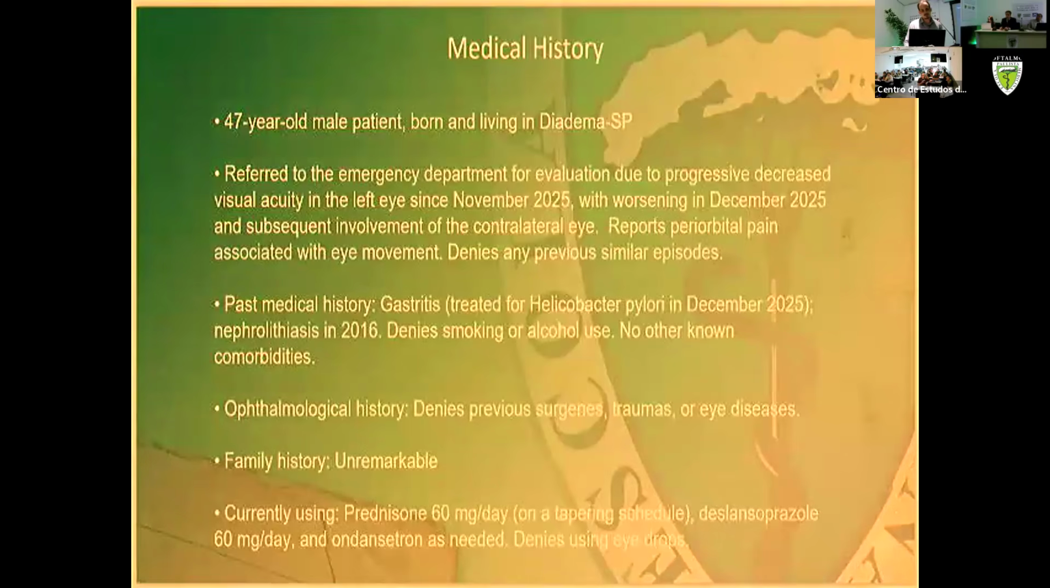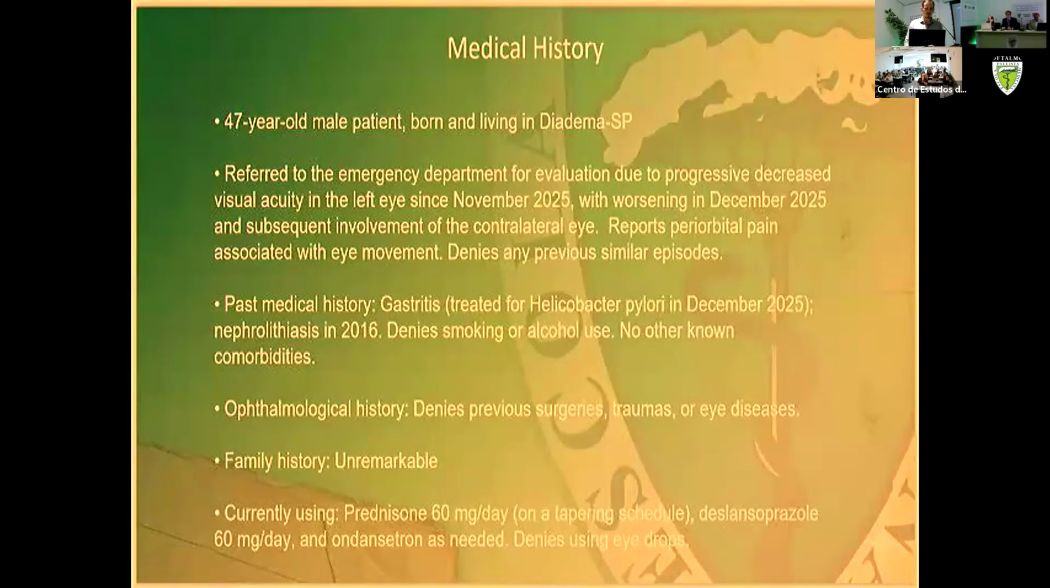Our patient is a 47-year-old male who was referred to the emergency department for evaluation of a progressive decrease in visual acuity in the left eye since November of last year, with a worsening in December and subsequent involvement of the contralateral eye. He also reports periorbital pain associated with eye movements and denies any previous similar episodes.